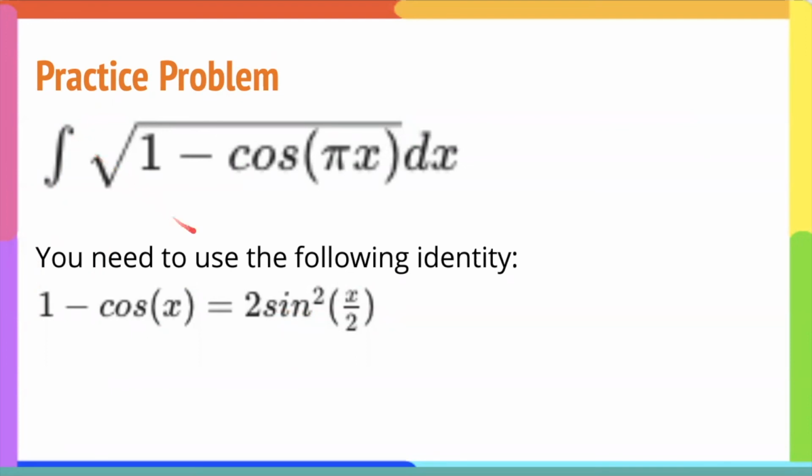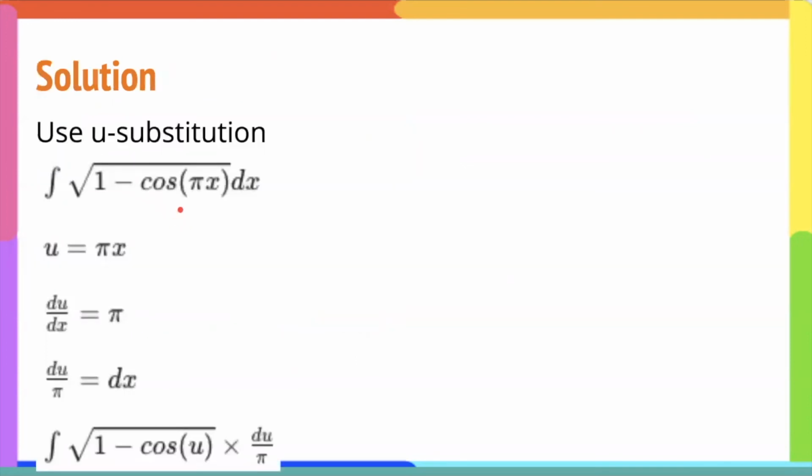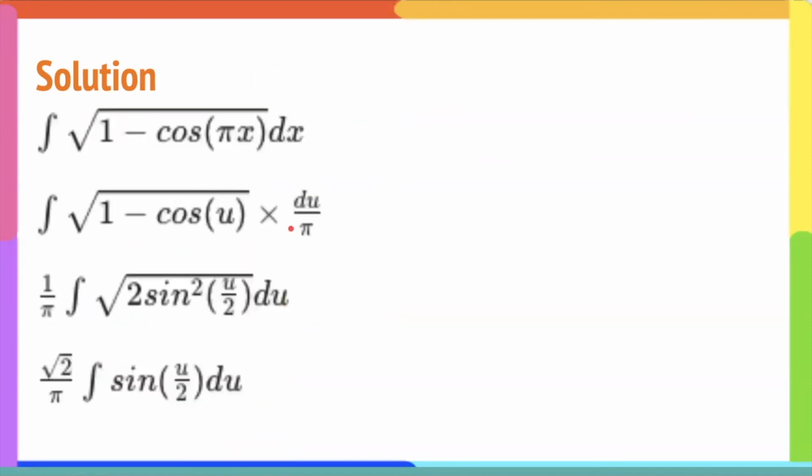Okay, so here's the solution. So first you use u substitution, set u equal to pi x, and du over dx is equal to pi. So now isolate dx. All right, and plugging in the values, pi x is equal to u, dx is equal to du over pi. We carry the constant out, so 1 over pi, we carry that out. And from the identity that we just saw, 1 minus cosine u is equal to 2 sine squared of u over 2. All right, and then now the sine squared and the square root cancel each other out.